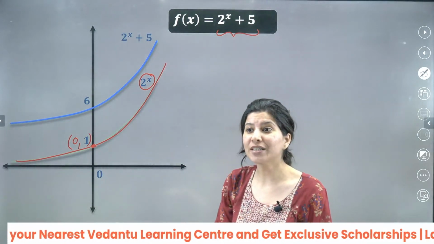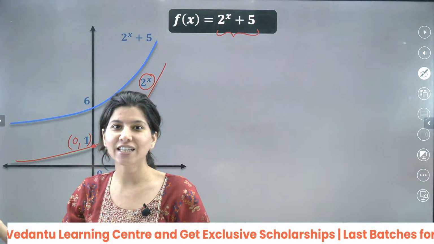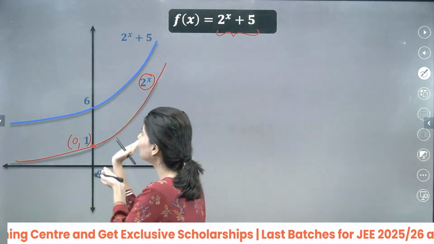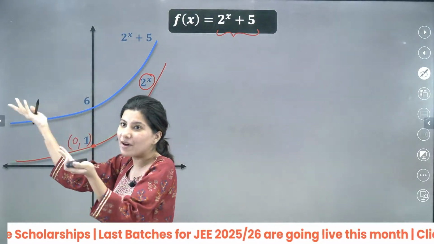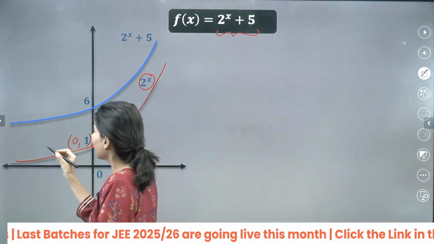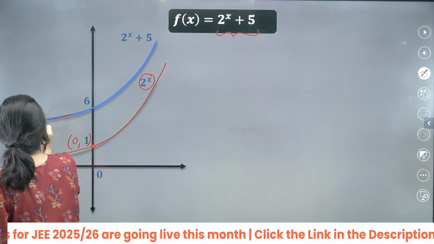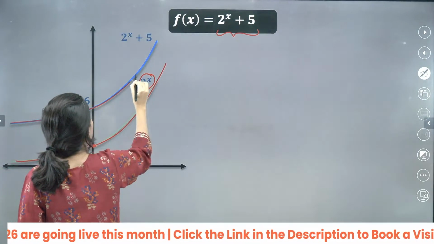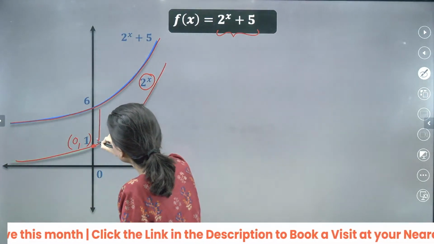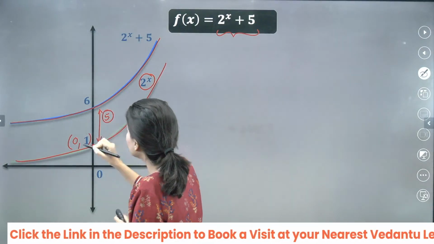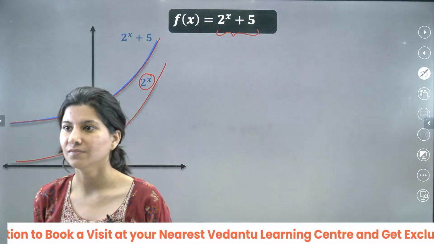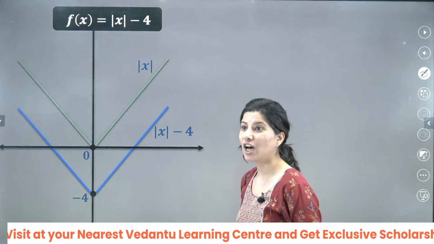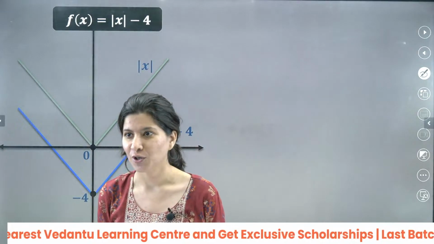So what we need to do is lift this graph 5 units above. The moment you lift this graph 5 units above, what will you get? You all know. It is like that. The same shape will be maintained, but can you see there is always a 5 units gap. Okay. All right. Now mod x minus 4.